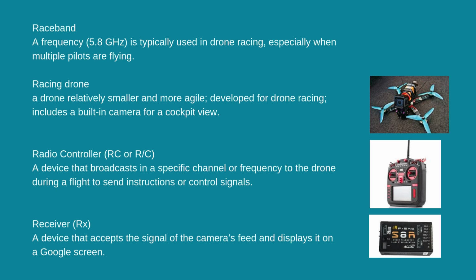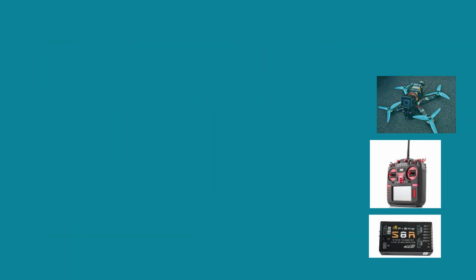Radio controller, RC, a device that broadcasts on a specific channel or frequency to the drone during a flight to send instructions or control signals. Receiver, RX, a device that accepts the signal of the camera's feed and displays it on a goggle screen.